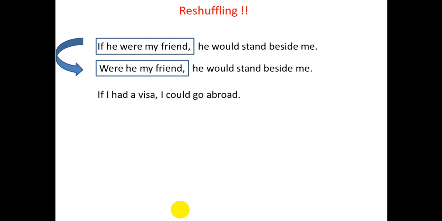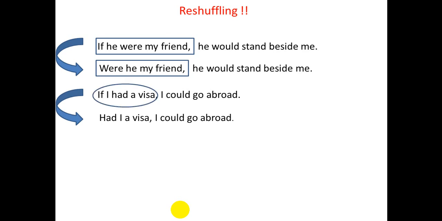Next, if I had a visa, I could go abroad. So it can also be in a different shape, and it is here: had I a visa, I could go abroad. The same thing happens here also. If is removed and had comes first.